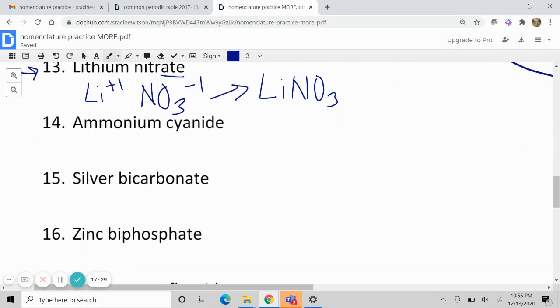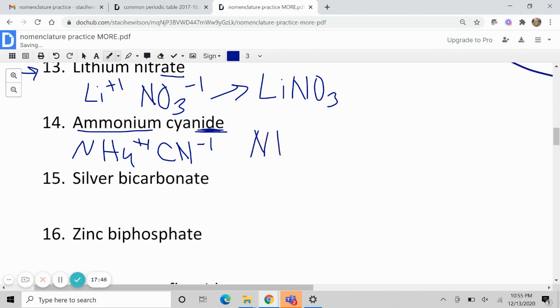The next one here is ammonium cyanide. Ammonium is a polyatomic ion. It's NH4+. Cyanide is another polyatomic ion. Cyanide and hydroxide are our only polyatomic ions that end in ide. One's a +1, one's a -1, so it's just NH4CN. Oops, sorry about that, guys. That's ammonium cyanide.